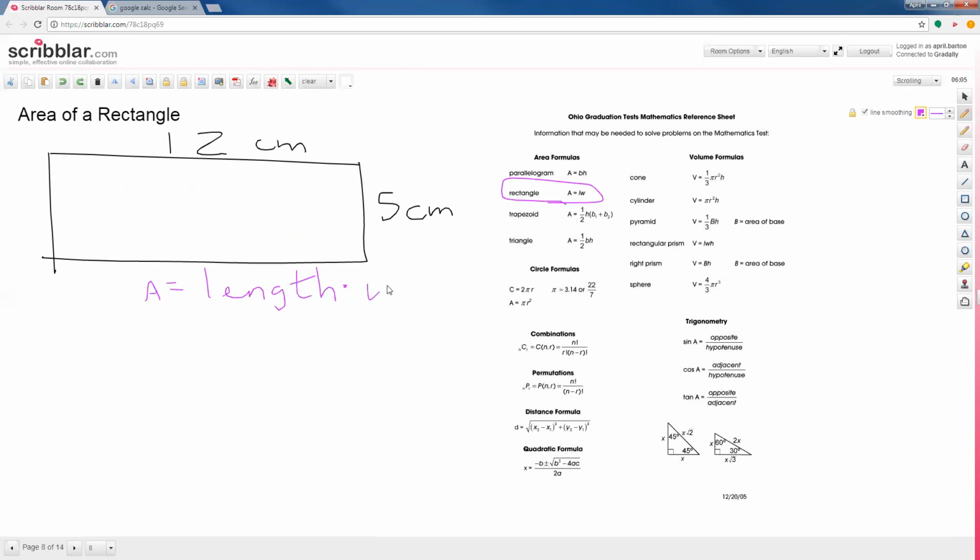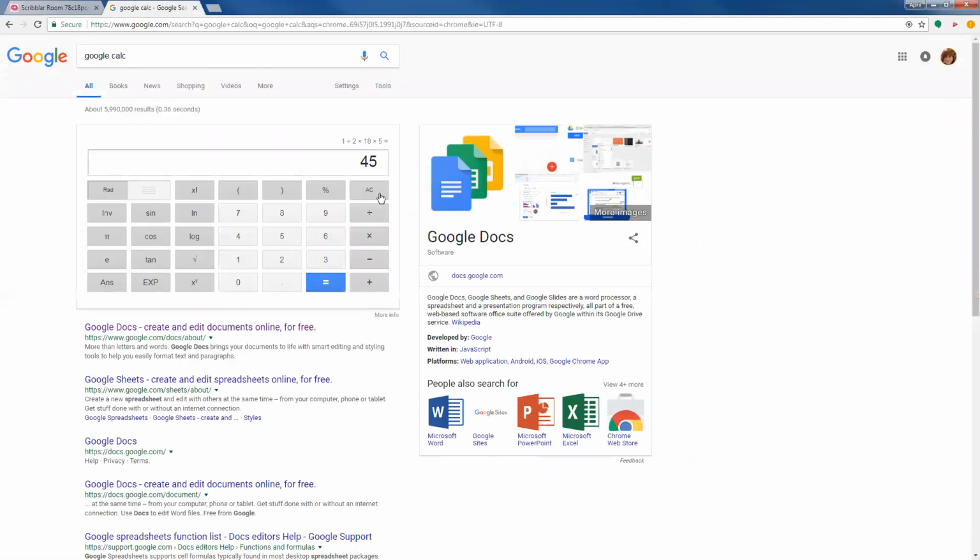So for our rectangle, what is the length? Good, 12. And our width is 5. So then we multiply these together. 12 times 5 gives you 60, I'm pretty sure. I'm going to double check that just to make sure.